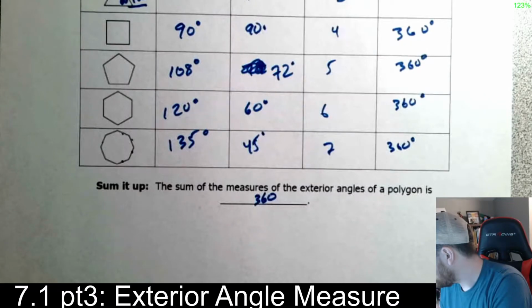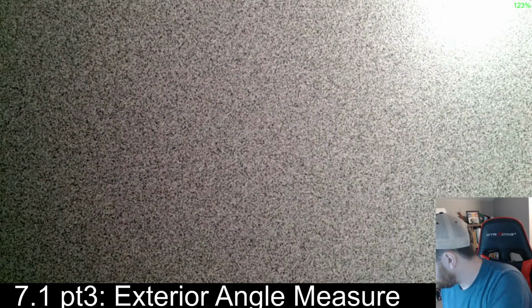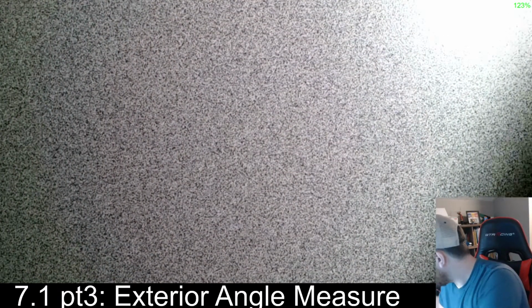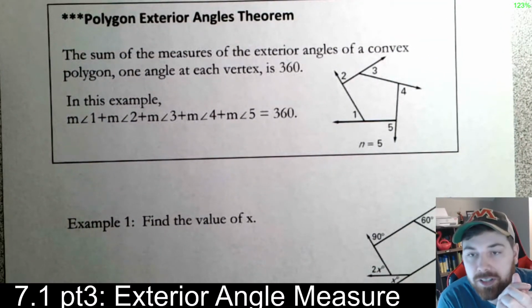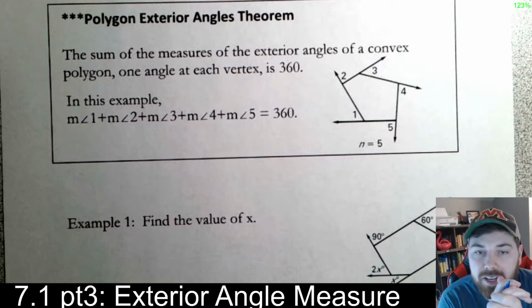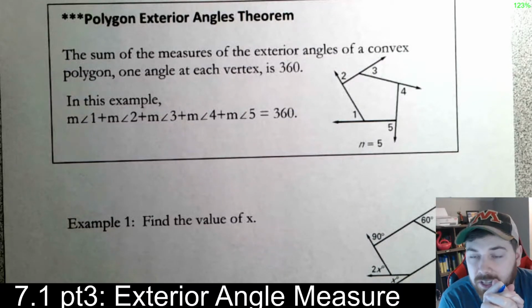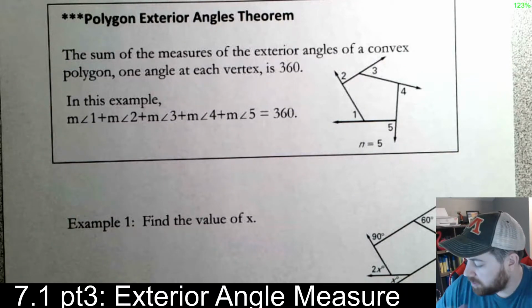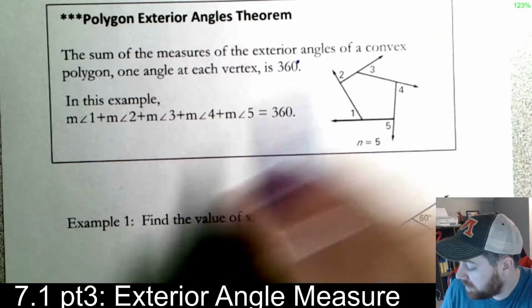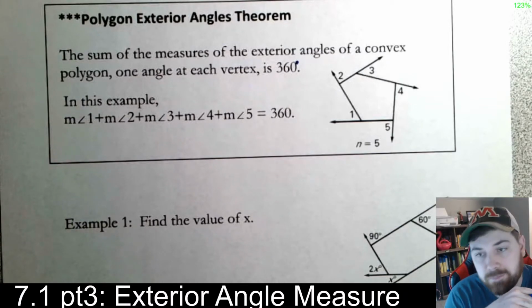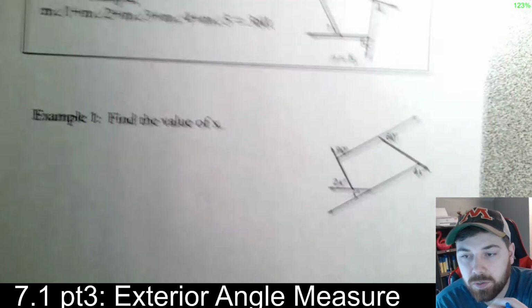Okay? Let's go to the next page. I got lost. Hopefully this is the next one. That's page 7 or page 8. Perfect. So, for the theorem: the sum of the measures of the exterior angles of a convex polygon, one at each vertex, is 360 degrees. Put degrees there. So in this example, we have a pentagon. All those angles added up, no matter what they are, must be 360. Okay? So we're going to use that.